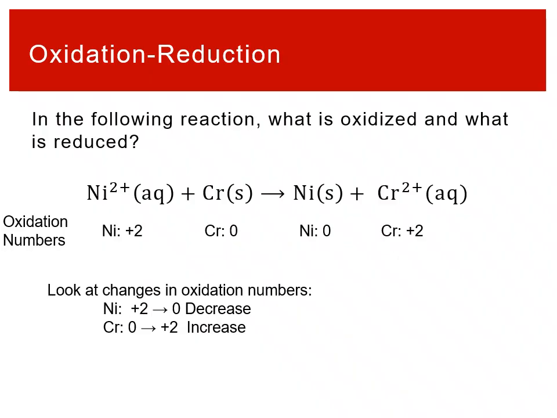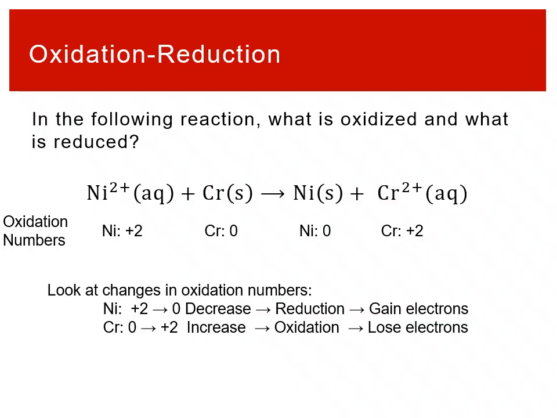Then if I look, I can see that nickel, +2 to 0, is a decrease. Chromium, 0 to +2, is an increase. A decrease in oxidation number is reduction, and an increase in oxidation number is oxidation. You can see for reduction, there was a gain of electrons. Oxidation is a loss of electrons. OIL RIG, LEO GER, we want to be remembering those things.